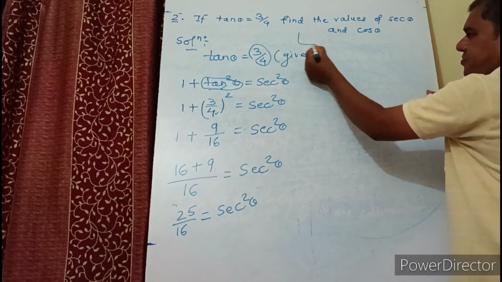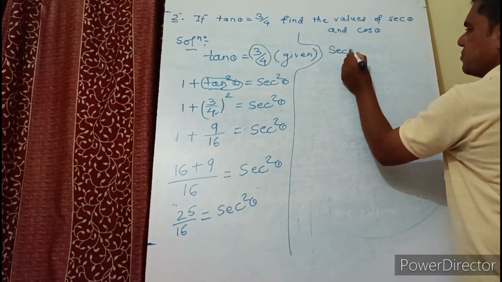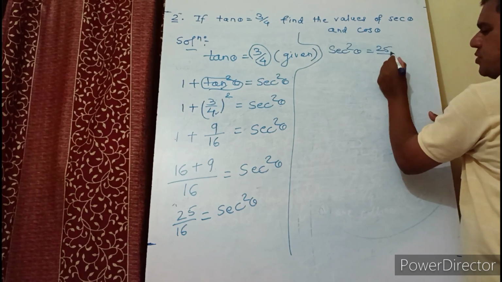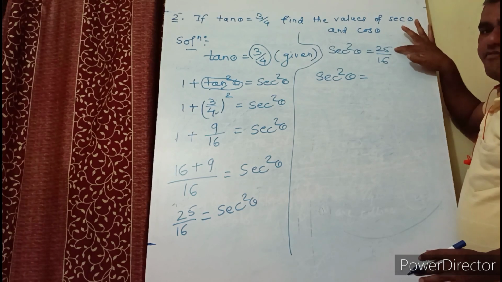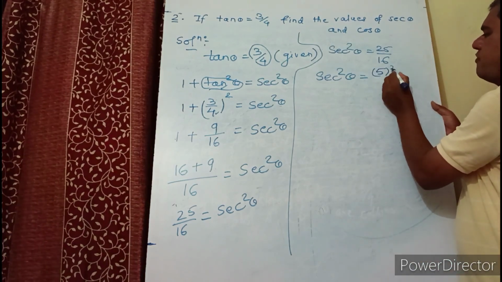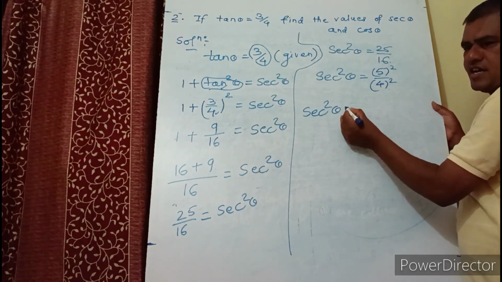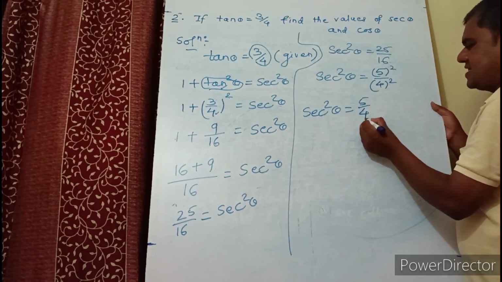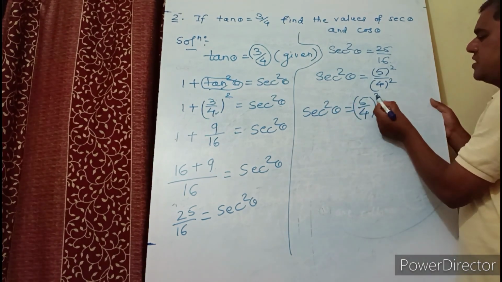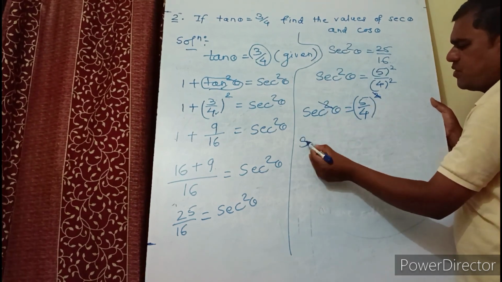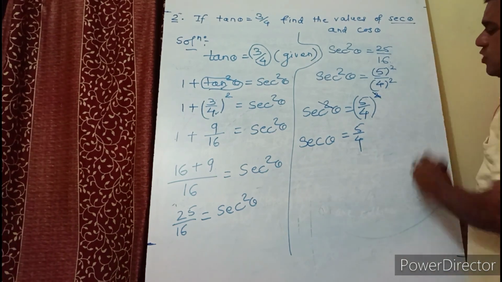We get the value of sec square theta equals 25 by 16. Therefore, sec square of theta equals 25 by 16. Now 25 is nothing but the square of 5, and 16 is the square of 4. So sec square of theta equals 5 by 4 whole square. Now square and square cancel, and we get the value of sec theta equals 5 by 4. In this way we have found the value of sec theta.